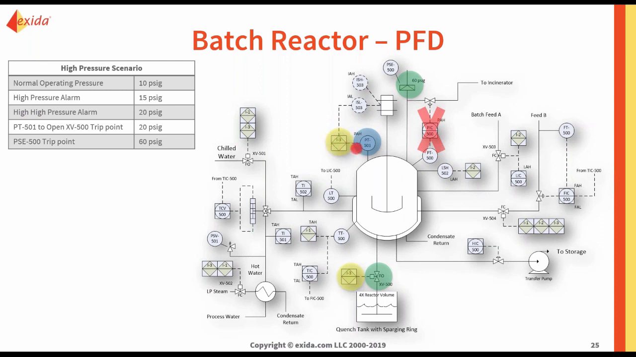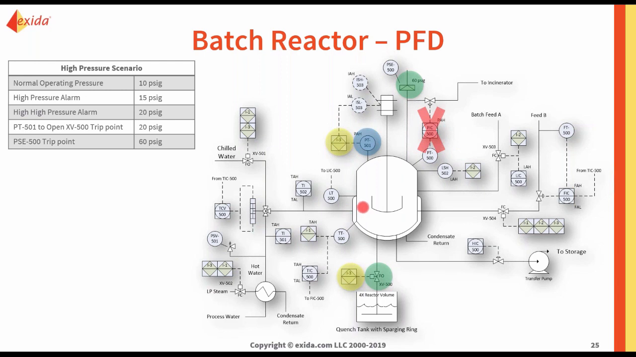Now, interlock 3 does a couple things. It closes the valve here of feed B, which is going to slow down that exothermic reaction. It opens the valve here that lets in chilled water to the reactor jacket. And it closes the valve that lets hot water into the reactor jacket. So again, this is going to help to lower the pressure.